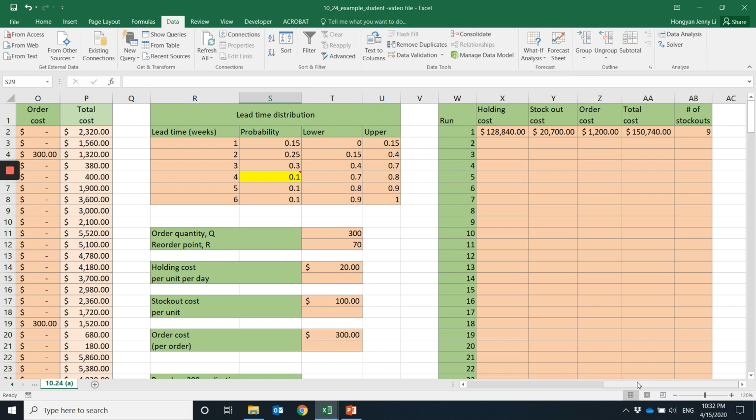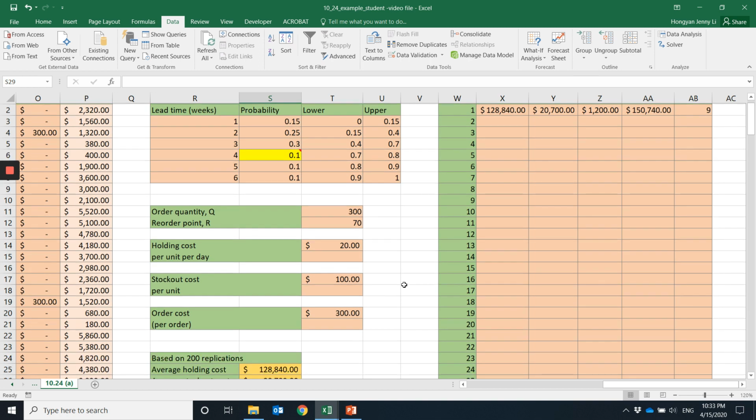So after we calculate all these costs, then we can do multiple replications. For one replication, as we mentioned before, it means nothing. It's just a random result. So if we run multiple replications, the average value may be more representative. So now we recall the data table in Excel that helps us do multiple replications. The exercise asks us to do 200 replications.